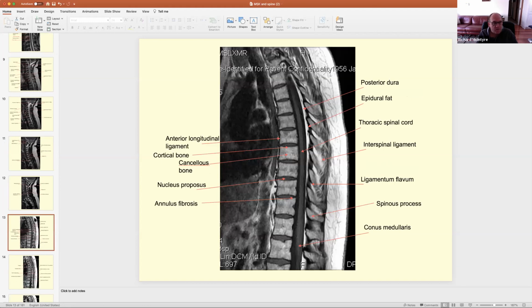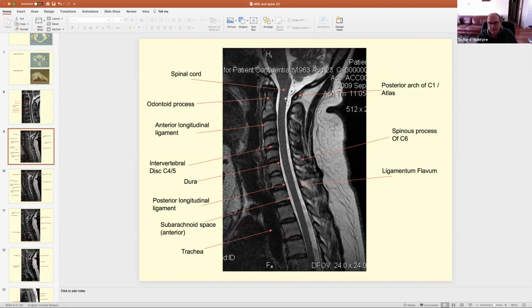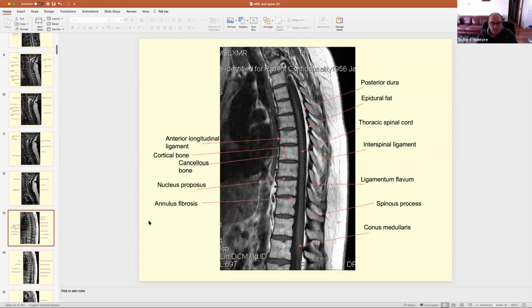Okay, so now we've switched from a T2 weighted scan of the cervical spine to a T1 weighted scan of the thoracic spine. It's important to realise that in the thoracic spine we've still got a cord. We've still got the spinal cord that runs through the thoracic spine.